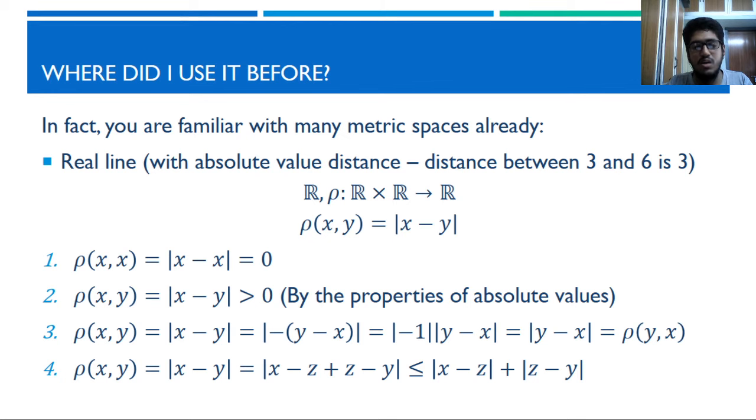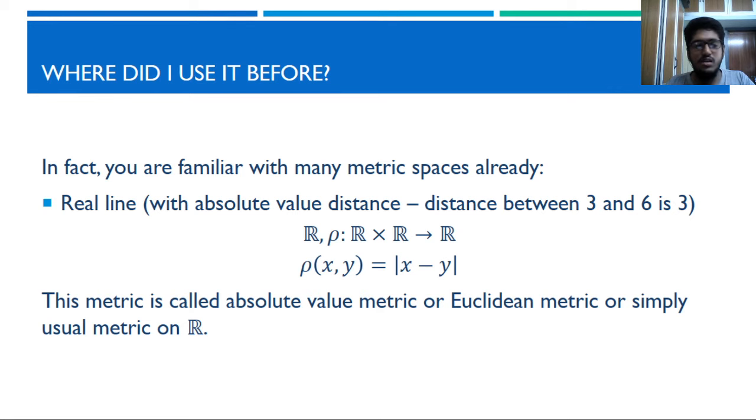If you have any doubts so far, leave a comment right now. Welcome, Kritika. We have talked about the definition of metric spaces, and we are just looking at the first example that we learned in our class, called absolute value distance on R.